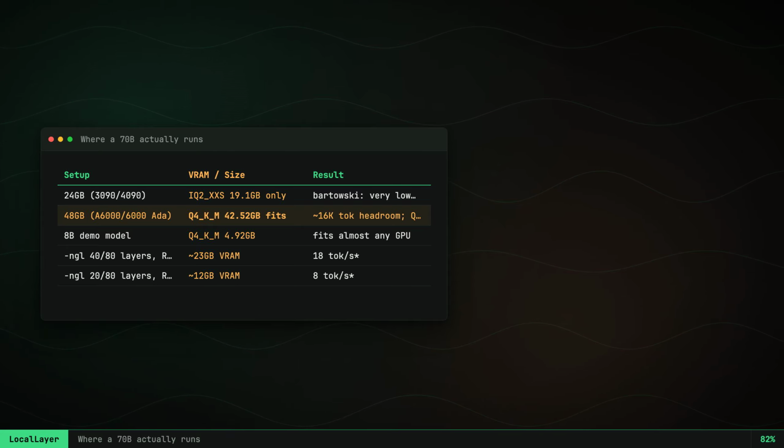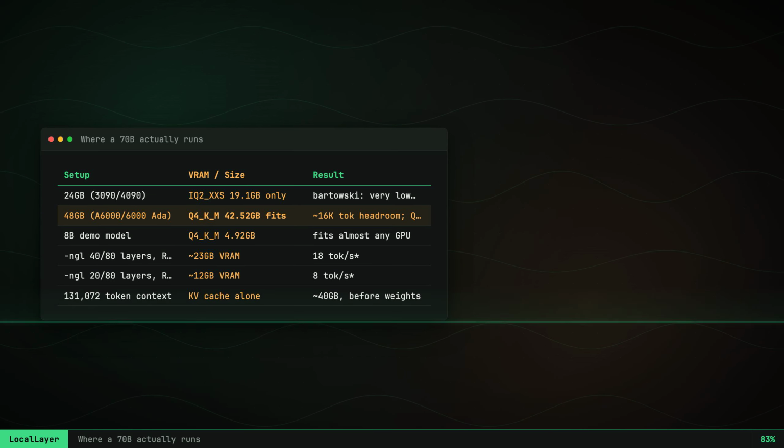And KV cache scales separately. At Llama 3.1 70B's full 131K token context, it runs about 40 gig alone before a single weight is counted.